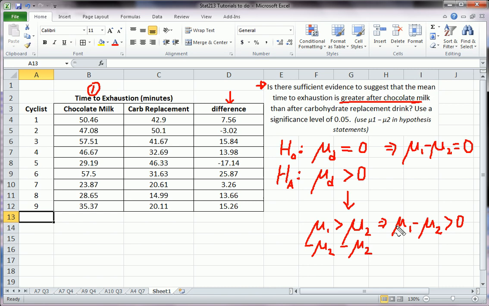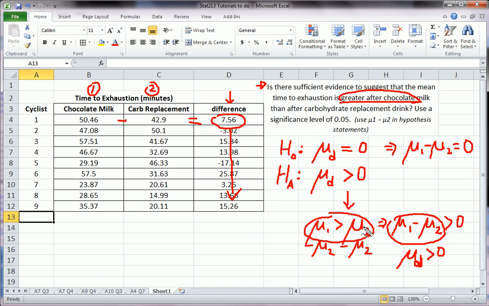And then finally, what is mu 1 minus mu 2 but mu d, right? We did this guy minus this guy to get this guy. And if we repeat this over and over, what we're talking about is mu d. This is a d over here. It's greater than 0. So we went from understanding the question to here, to here, and finally to here, where we get our hypothesis statement.